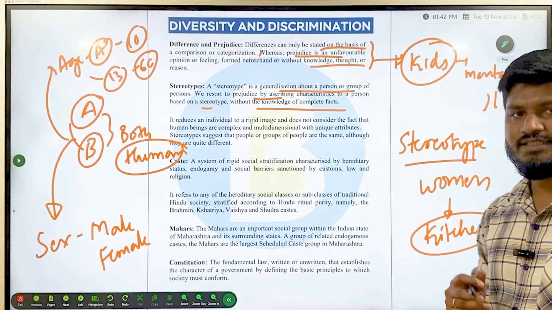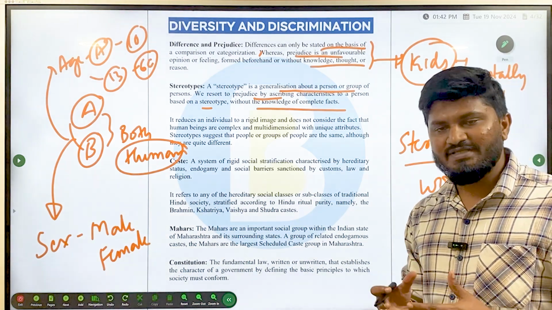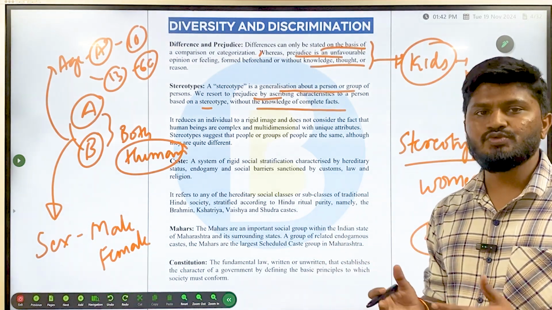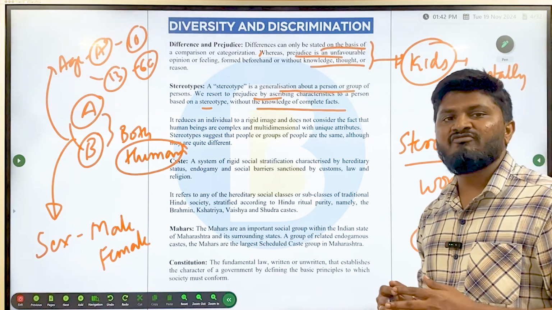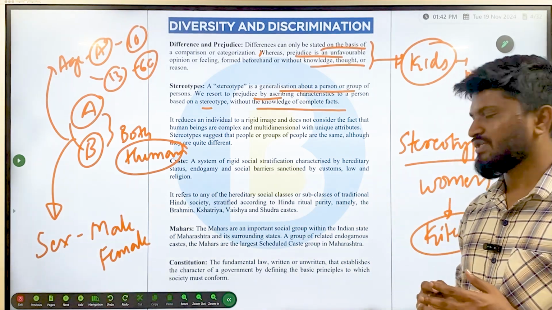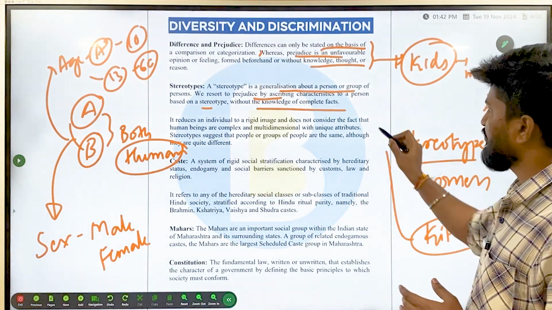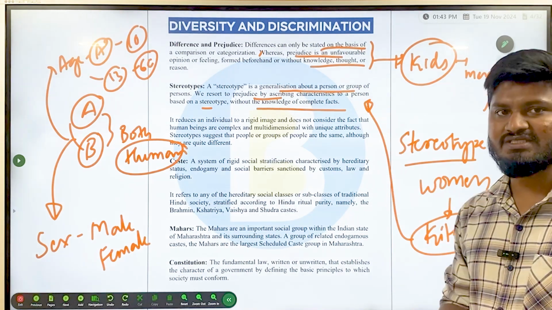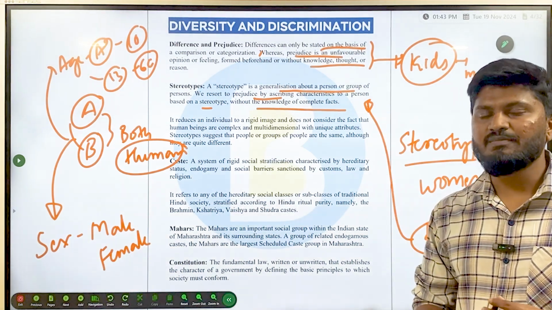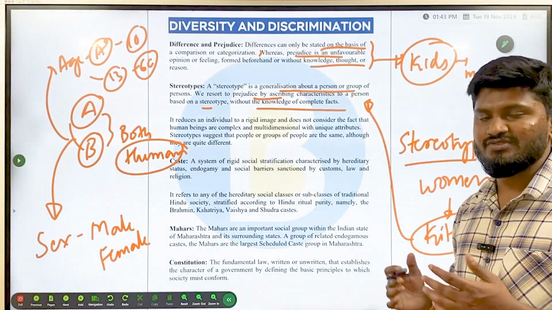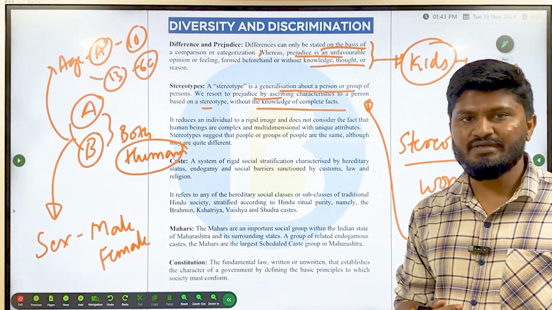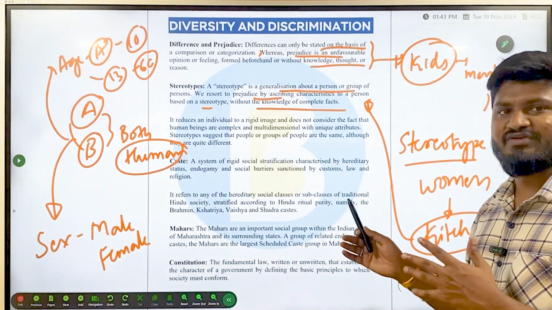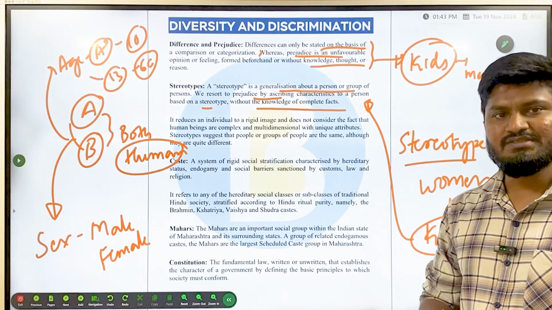This is the stereotype that clubs all women as housewives, capable only of working in the kitchen. Based on this stereotype, we start having prejudices that women are not capable of working in offices, women are not capable of working in governance. This leads to differences, and this leads to prejudices.